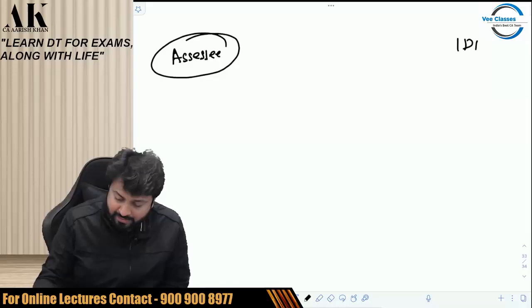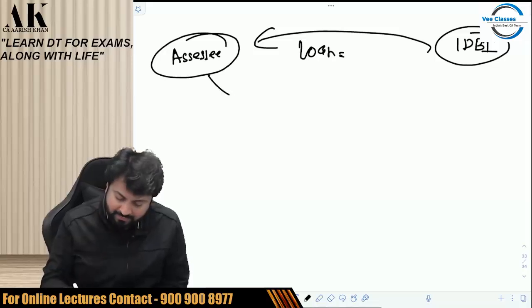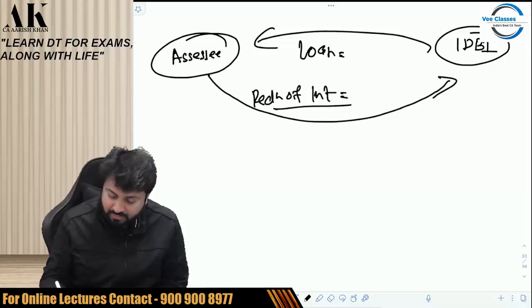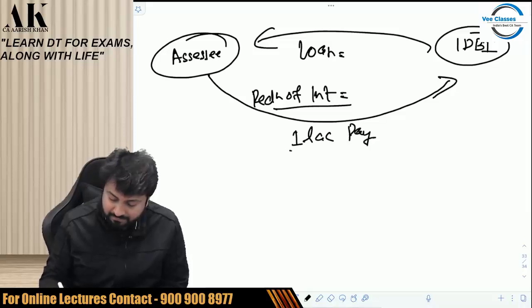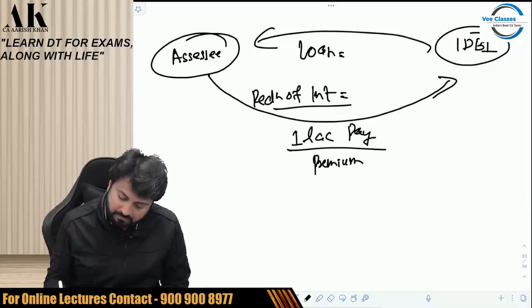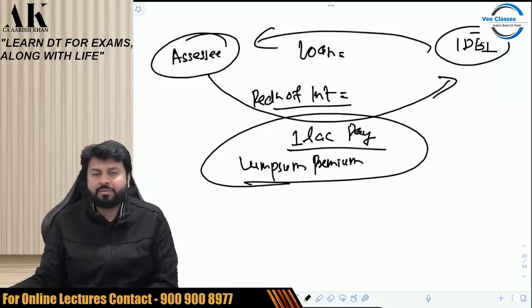And there is IDBI bank over here. The assessee has taken a loan from IDBI bank. Now, after some time, the assessee went to the bank for what? For reduction of interest. The bank said that you have to pay 1 lakh rupees as a lump sum premium. The bank said to me that you have to pay 1 lakh rupees as lump sum premium.